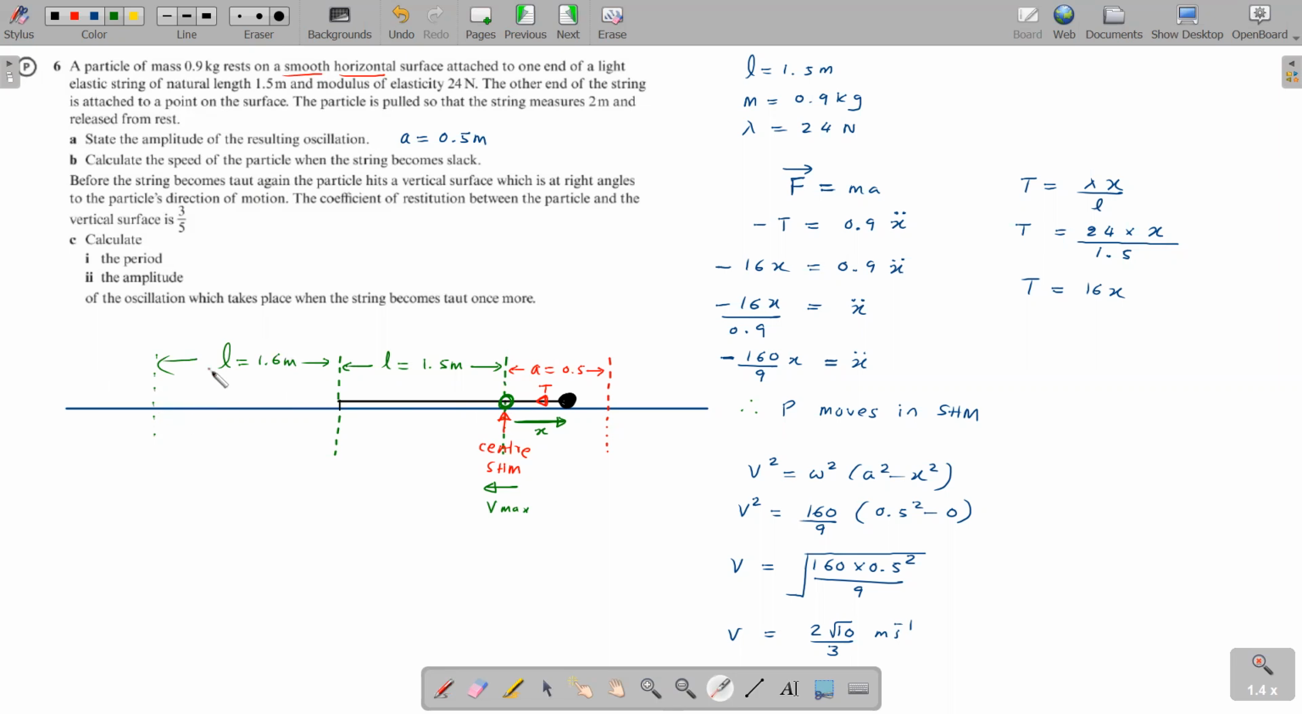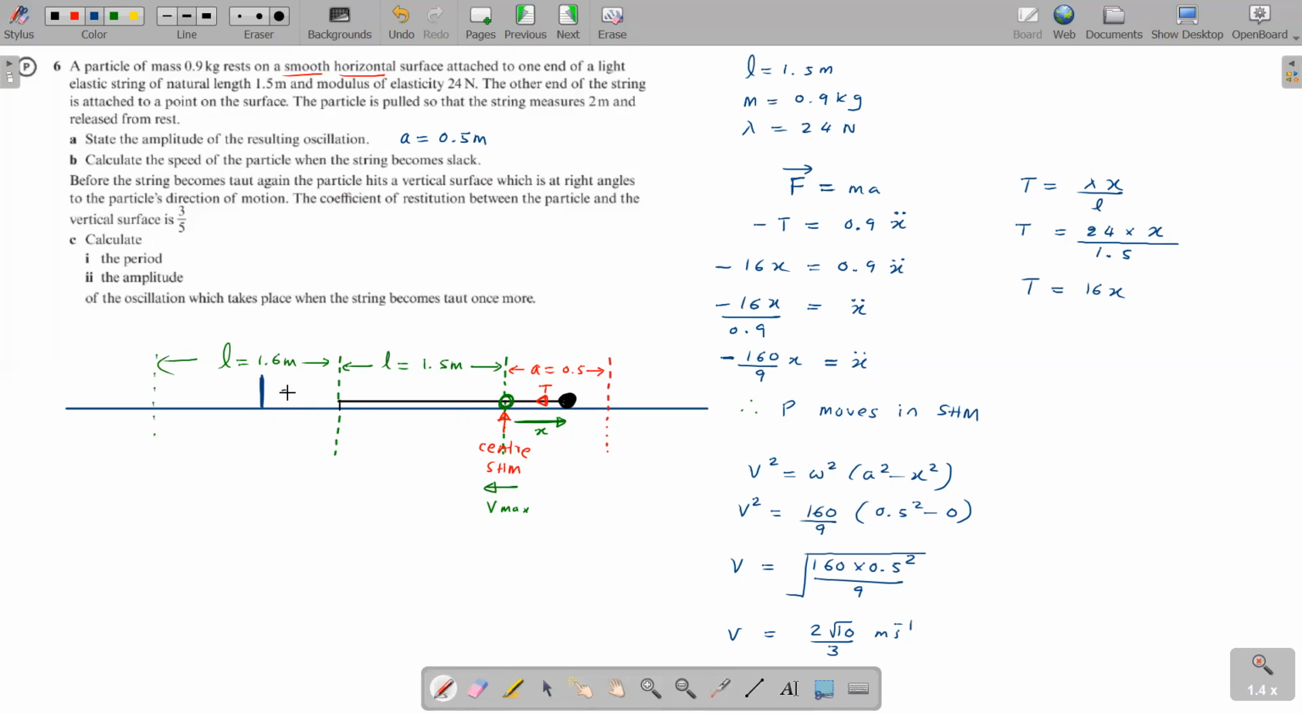All right. So they are saying that before it actually comes to this point, it hits a vertical surface. So there is a vertical wall, some kind of a wall that's built over here. So it never gets to go to that point. The particle comes, hits this wall, and it rebounds. So do you see there's a collision? The coefficient of restitution between the particle and the vertical surface is 3 over 5.